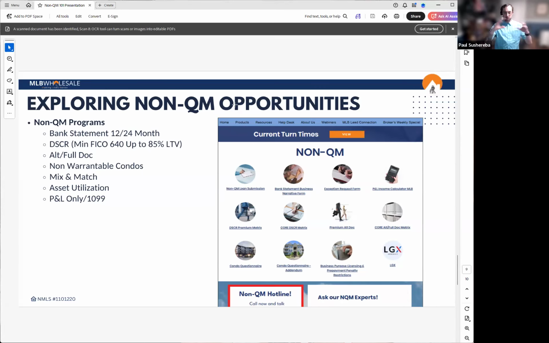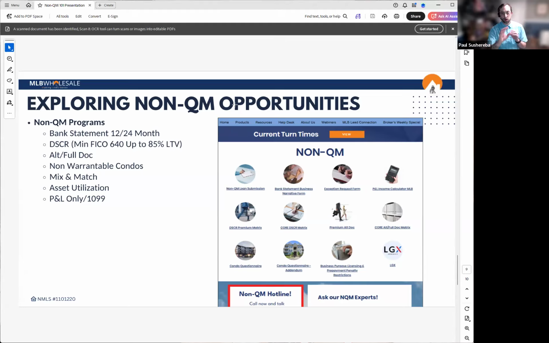Alt doc and full doc is a generalized category. That will include everything from 1099s, bank statements, P&L, P&L only, or P&L with 2 months of bank statement support, asset utilization, written VOEs. And in our MLB mix and match program, you have the ability to blend all of those income types together, with the exception of DSCR, to get a borrower qualified.